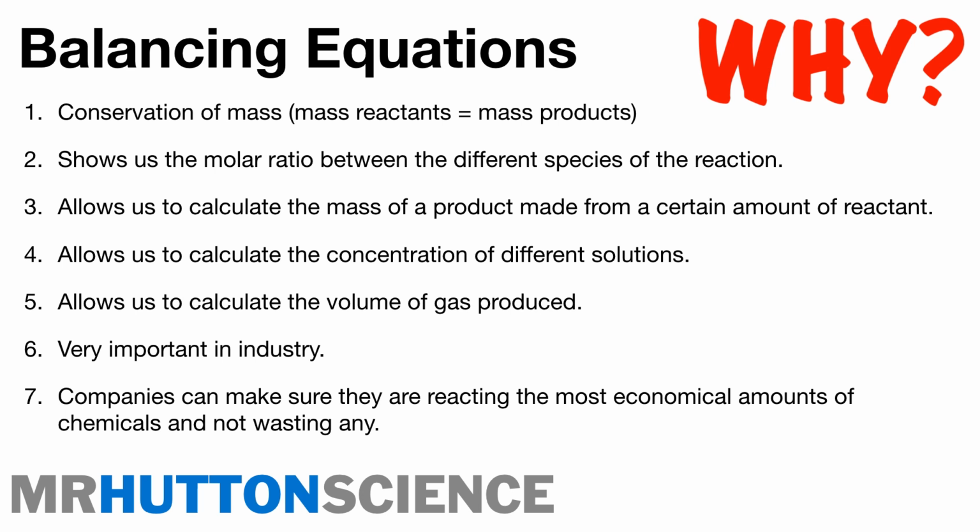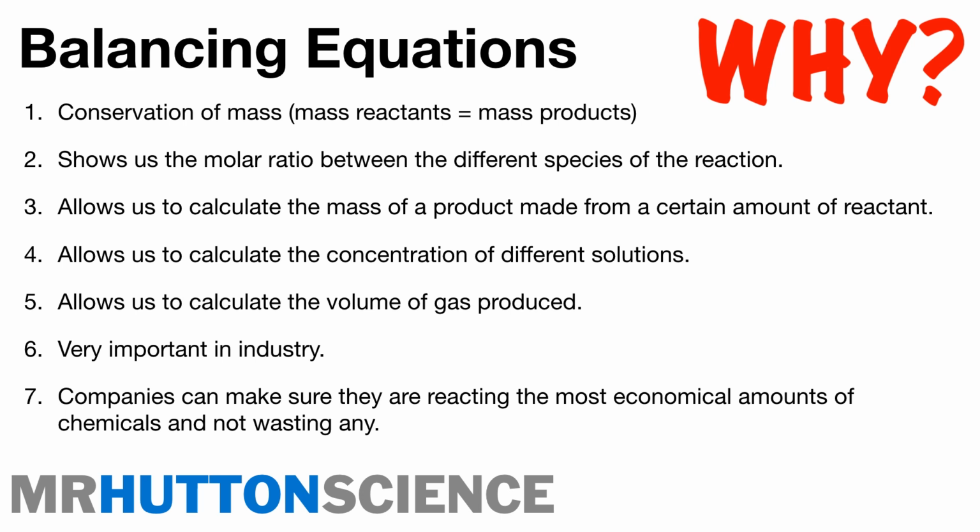So a question might tell you that you've got X amount of reactant A, and ask you to calculate how much of product B you would get. We can do that, but only if we have a balanced equation. We can use equations to calculate the concentration of different solutions. So when you're doing titration in the quantitative part of the course, you must have a balanced equation for your neutralization reaction, and that can help you to calculate different concentrations, different volumes needed, etc.